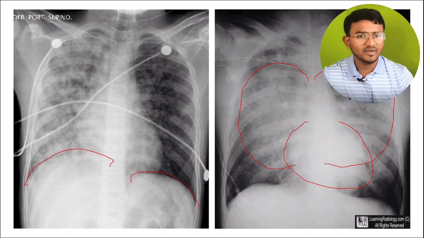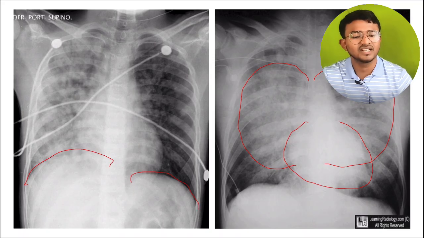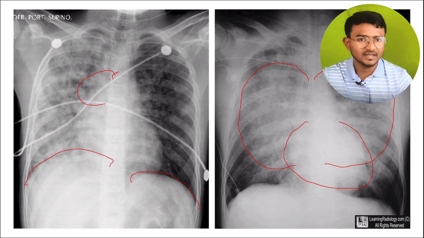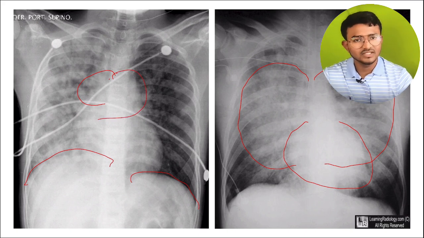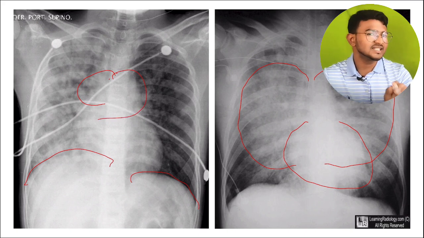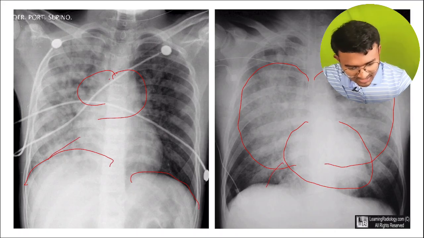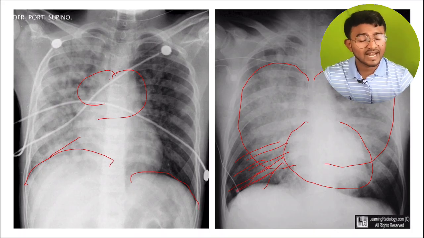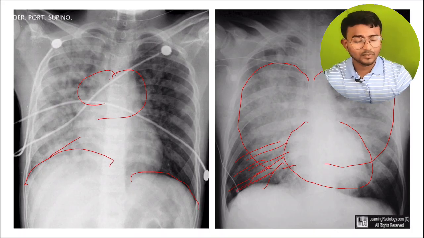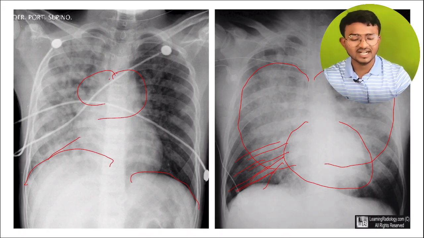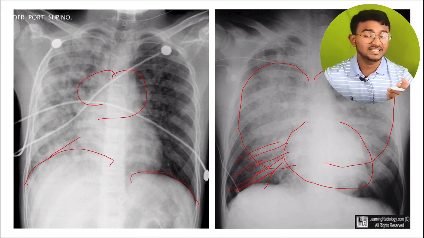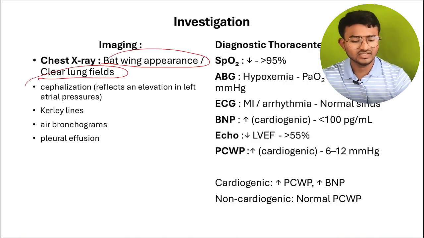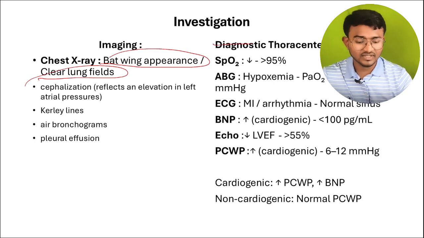In pulmonary edema, you can also see cephalization. Cephalization reflects an elevation of left atrial pressure. If the patient has congestive heart failure, you can see some curly lines. This is a heart failure patient, and these are the curly Kerley B lines. Next, air bronchogram and pleural effusion in severe cases. So these are the chest X-ray findings we can see in pulmonary edema.